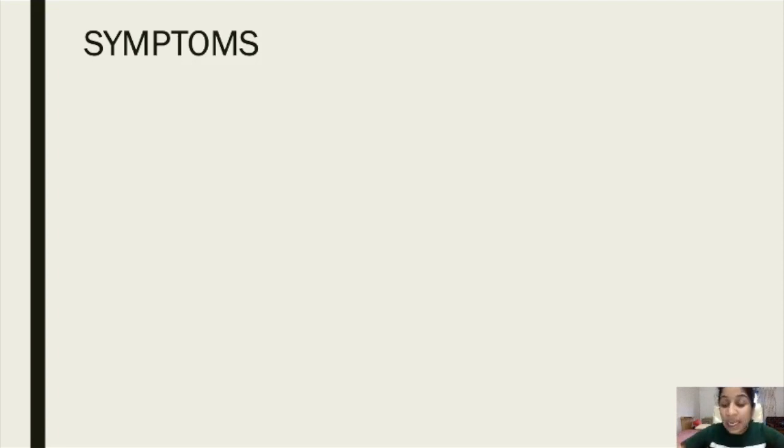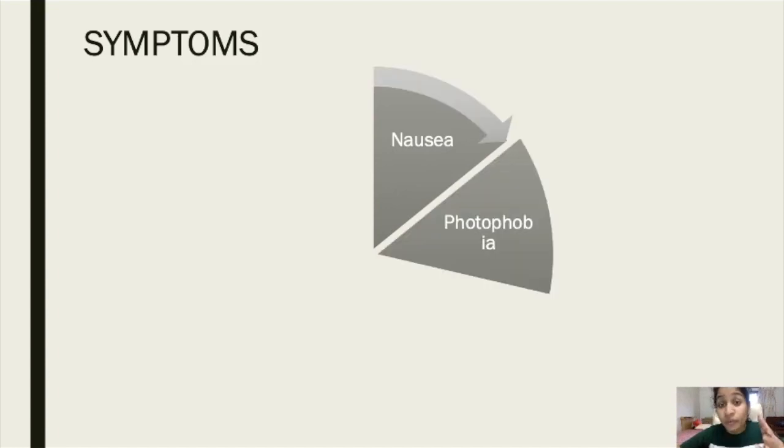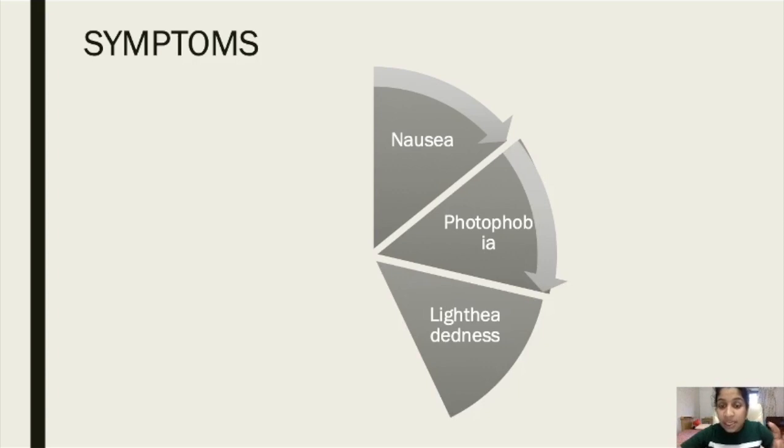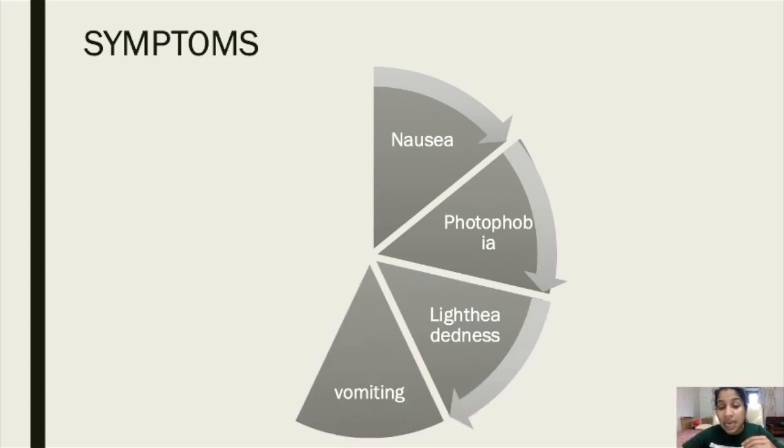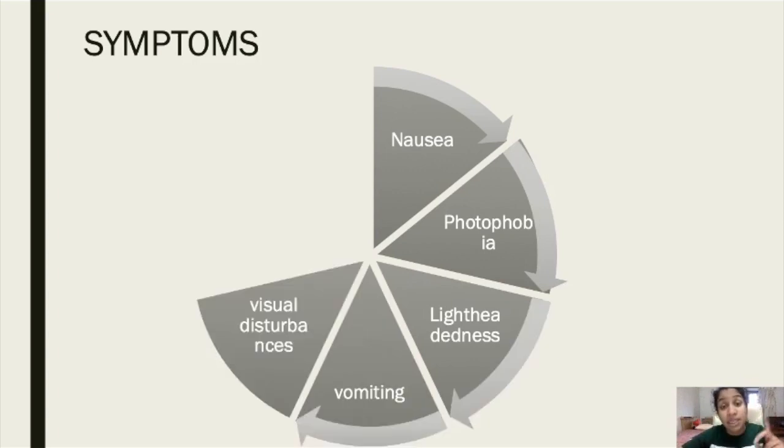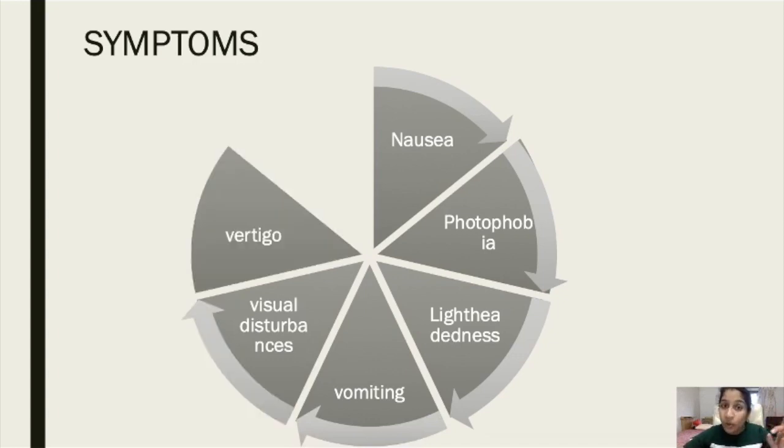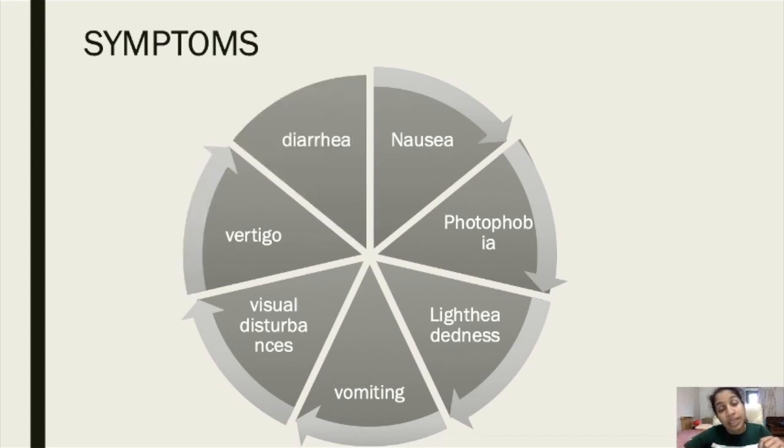So here first we are seeing the symptoms of migraine. You all know migraine is a unilateral headache. Along with that there will be nausea, photophobia, which is sensitivity to light, and lightheadedness. People will feel lightheaded, and have vomiting and visual disturbances. They can't see clearly during that attack of headache. And vertigo, you know, right? There will be an imbalance, and diarrhea. Sometimes the patient will complain of diarrhea also. So not all of these symptoms will be there in one patient; some of them will be there, along with the headache, which is the main symptom.